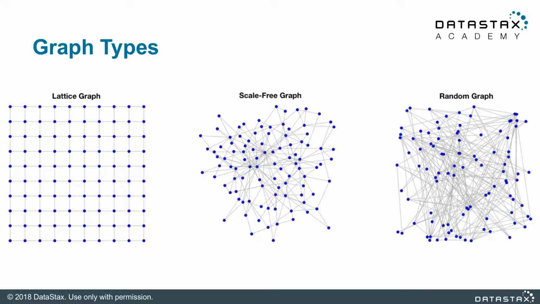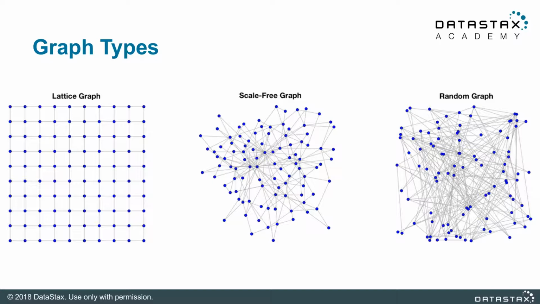Then we have the scale-free graph, which is designed to mimic the power law degree distribution of most naturally occurring graphs. This is probably the most interesting graph type because it tends to show up very often in nature, real-world scenarios such as social networks, protein-to-protein interaction networks, semantic networks, and even airline networks.